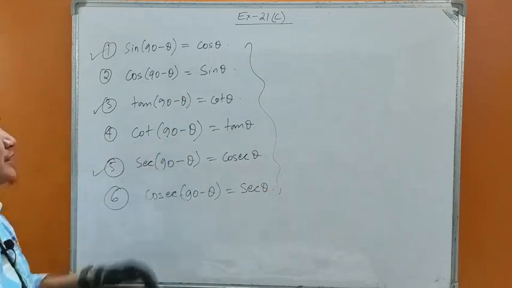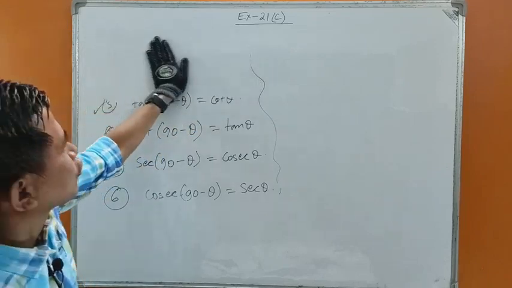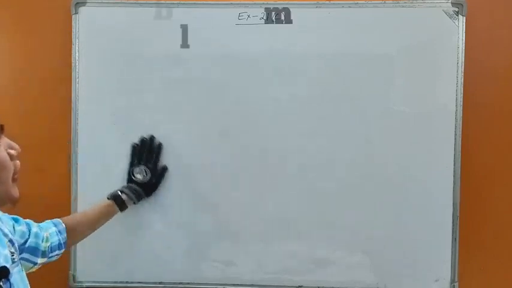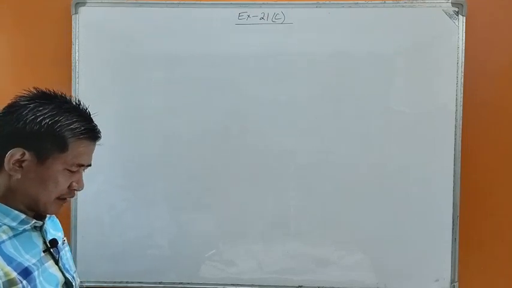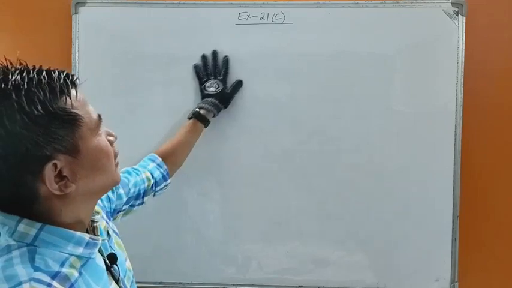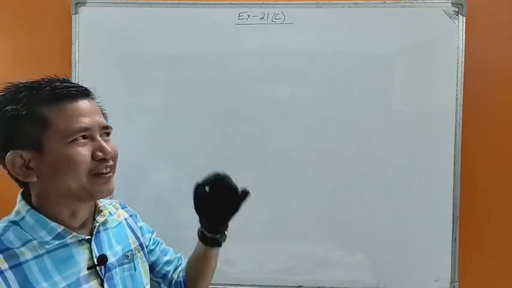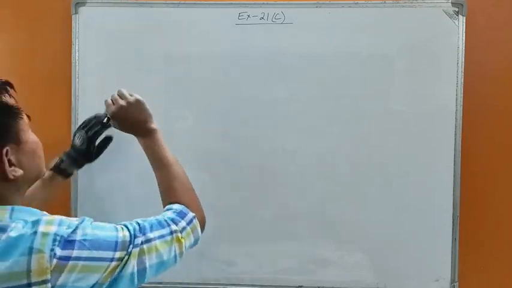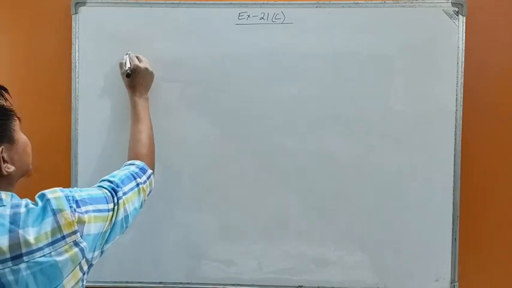So please take a screenshot of this. We will proceed to make the trigonometrical table. The trigonometrical table is very, very important to solve the questions. In standard 10, you must be able to memorize or construct the trigonometrical table by yourself. So I'll teach you, and you will never forget this throughout your life. Let me teach you that.